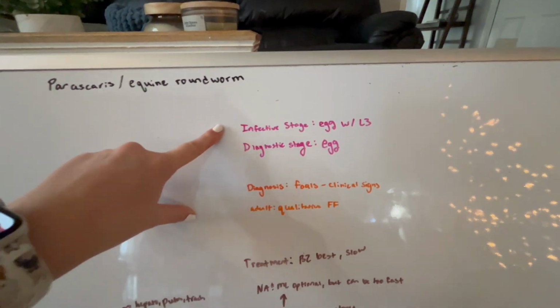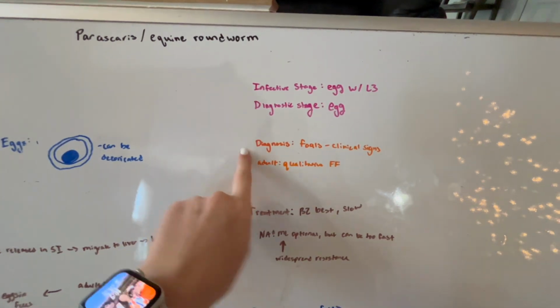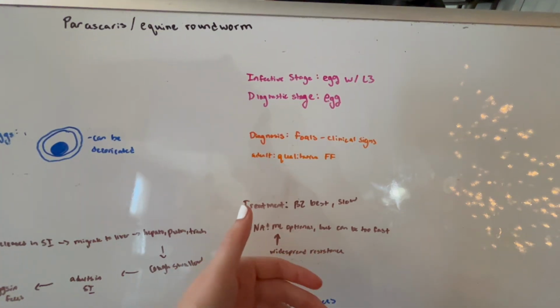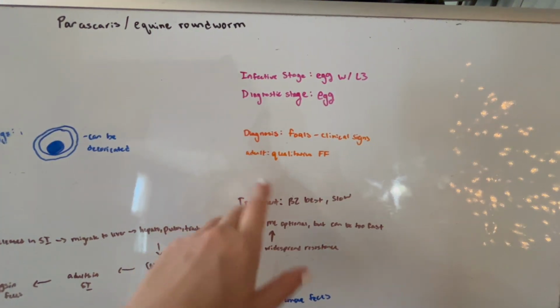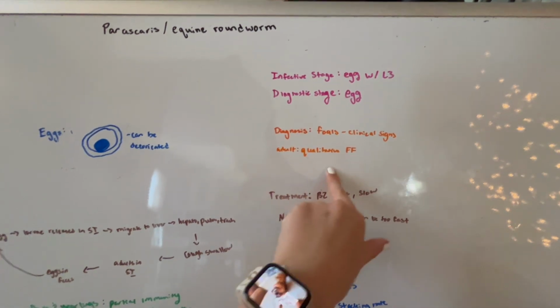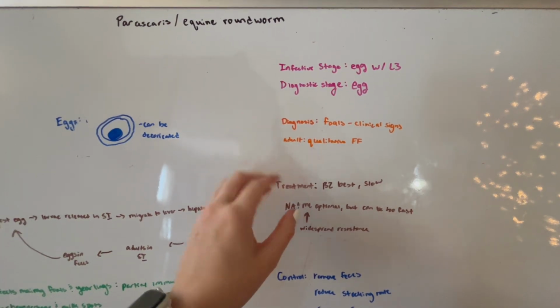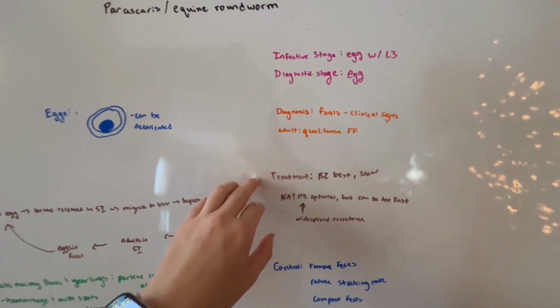Infective stage is eggs with L3. Diagnostic stage is just the egg right there. For the foals, they're not old enough for eggs to be passed into the feces. So for your adults, this is just a qualitative fecal float. It's not a quantitative. You only do that with your strongyles and those kinds of things.